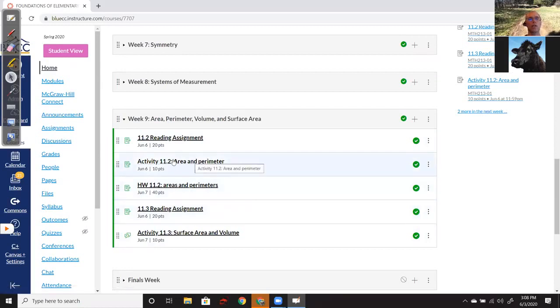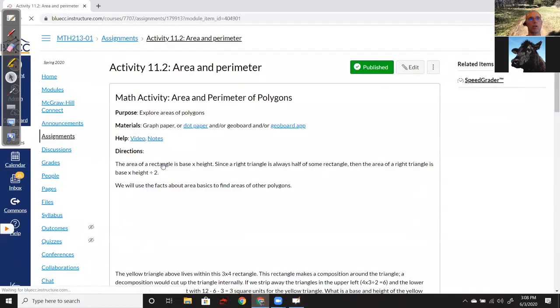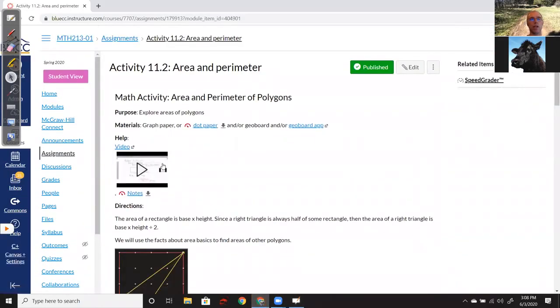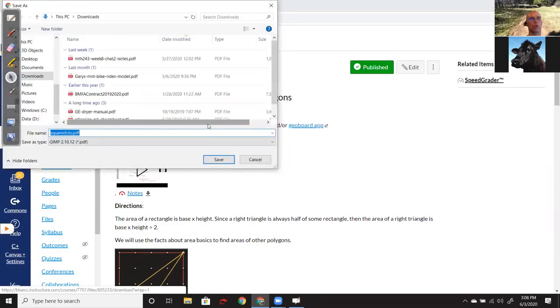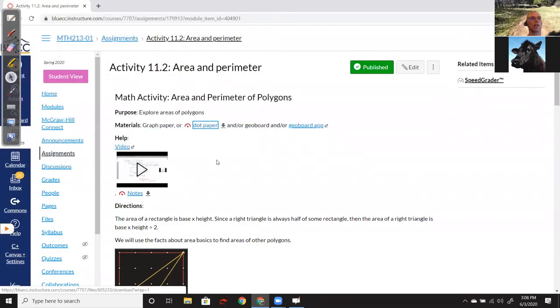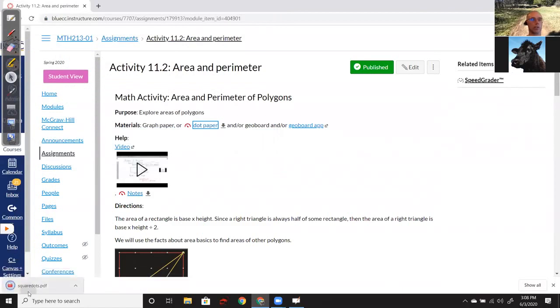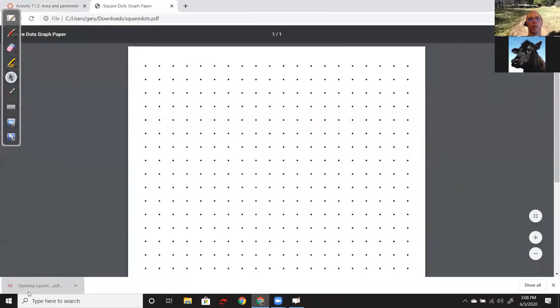The activity, I think, is probably the hardest thing this week because it involves some experimentation. And you'll either want some dot paper, which you can download from here, or if you have graph paper at home, you can draw your own like I did in the video the other day. So I'll just show this. And it's just an array of dots like a geoboard.